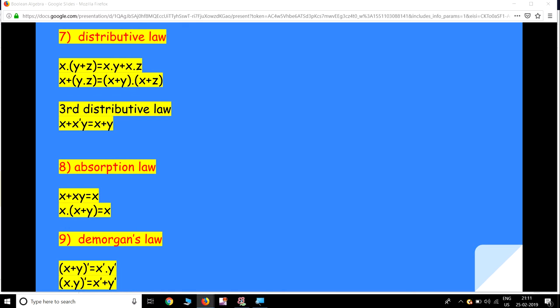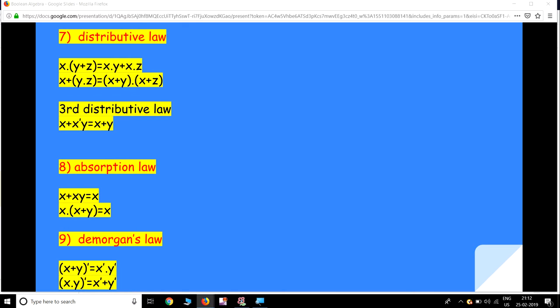Now in the previous video you learned about the principle of duality, in which I told you that from one Boolean expression you can derive another one. So when you apply duality to this first one, you'll get this second distributive law, but this is only applicable in computer science, not in mathematics. So the second distributive law is x plus (y into z) is equal to (x plus y) multiplied with (x plus z).